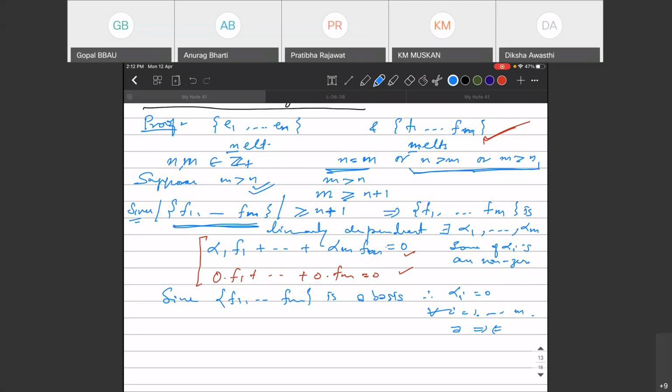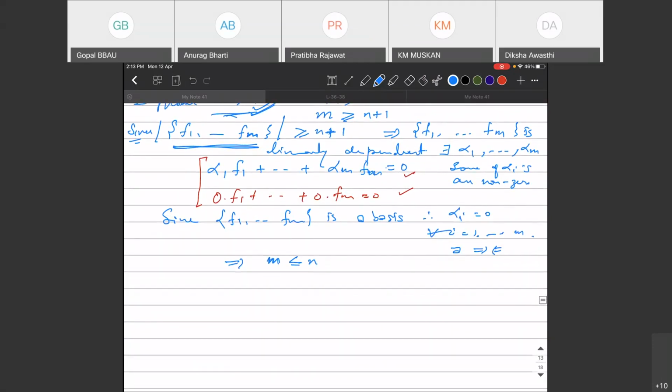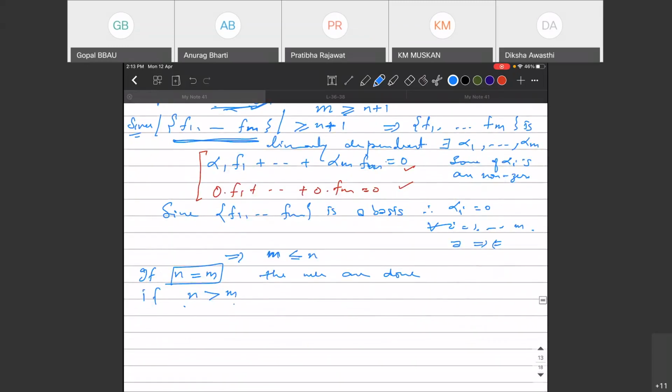It is a contradiction. Therefore, our assumption is wrong. So this implies m is less than or equal to 1. But similarly, you may argue that if n equals m, then there is nothing to prove. If this is so, then we are done. If n is greater than m now, so here we took m is greater than n. Now we are taking n is greater than m.